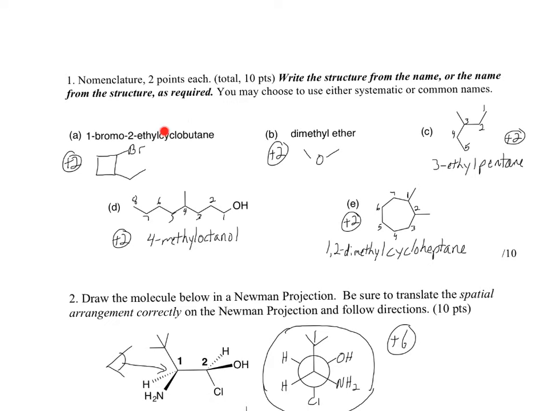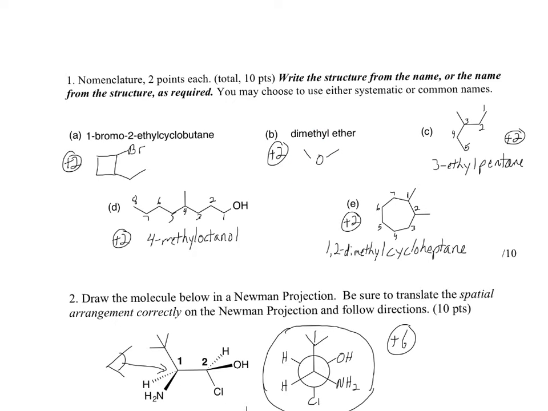So for this first one, the root word is cyclobutane. Right, so a 4-member ring. 1-bromo, 2-ethyl, so a 2 carbon piece. The 1 and 2 doesn't matter here. That's worth 2 points. Dimethyl ether. Ether is when we have an oxygen with 2 carbons bonded to it. In this case, dimethyl, so 2 methyls.